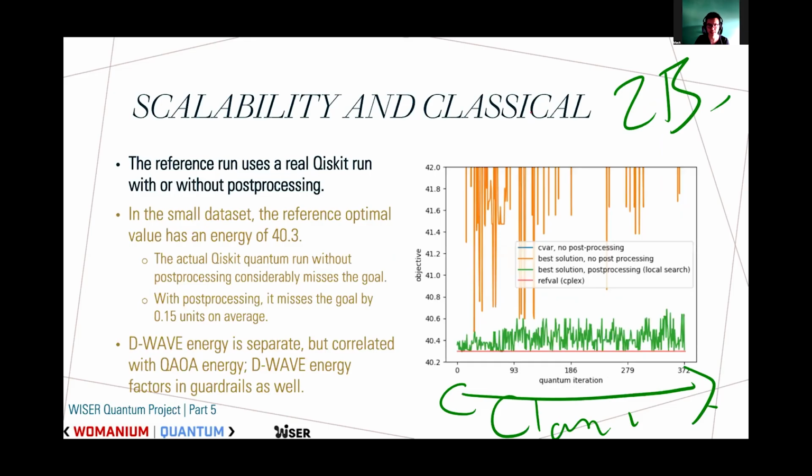Let's repeat the scalability and classical. So the reference run uses... Hey, I think you're almost 2.5 minutes. Yeah, just conclude your presentation. You're almost 3 minutes over time.